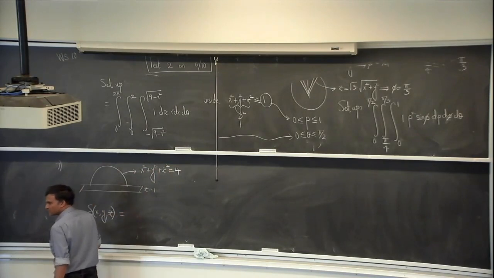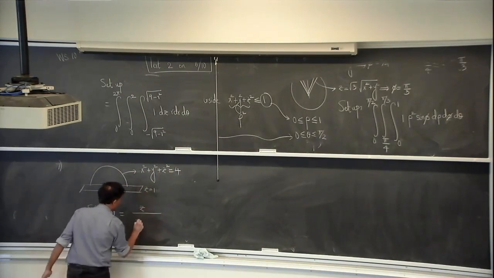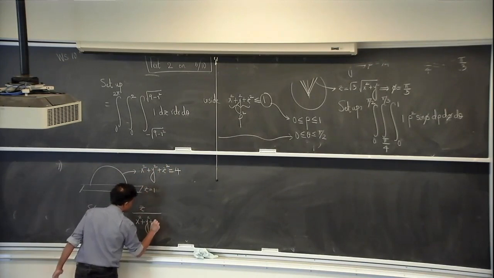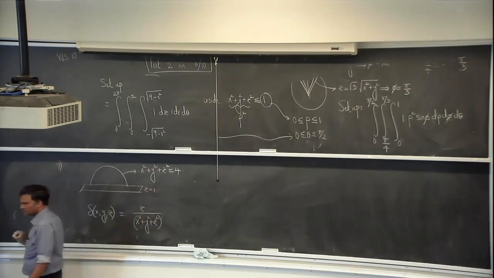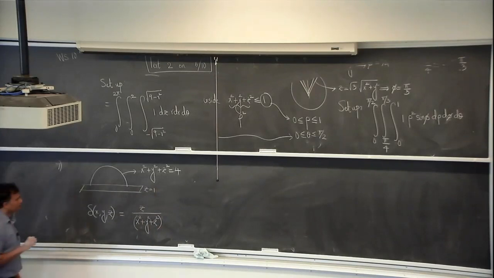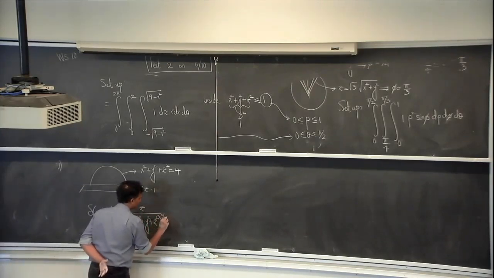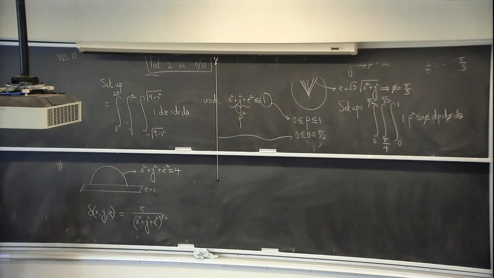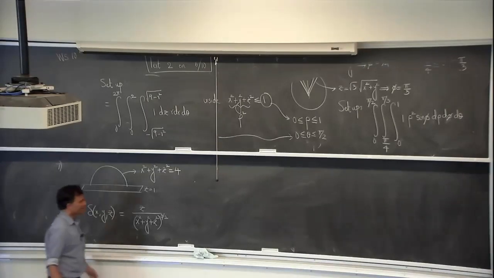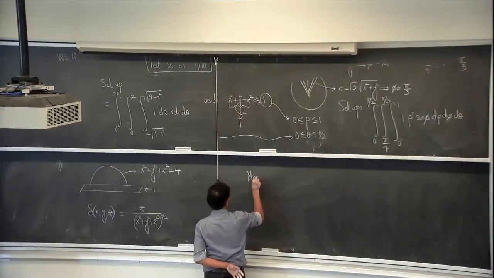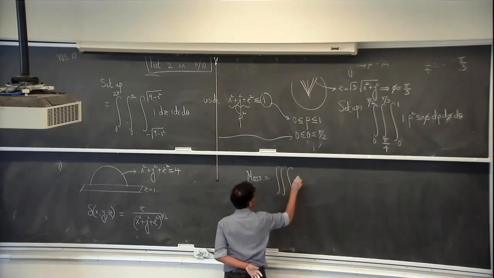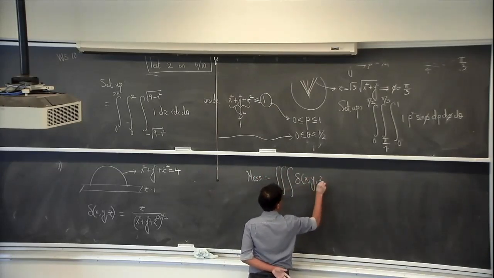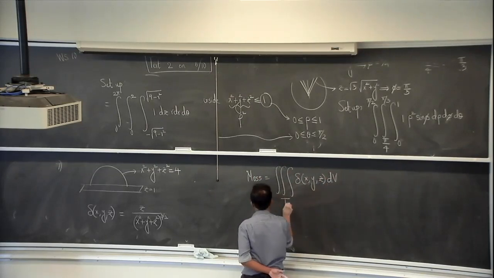The density is given as z over x squared plus y squared plus z squared to the power of 3/2. So the question is to find the mass. So mass is the triple integral of the density over this solid T.